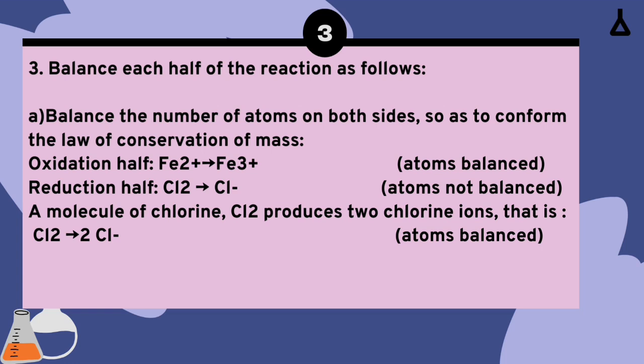One. We are to balance the number of atoms on both sides so as to conform to the law of conservation of mass. If it is 1 at the reactant side, it should be 1 at the product side. If it is 2 at the reactant side, it should be 2 at the product side. For the oxidation half, the atoms here are balanced. For the reduction half, however, atoms are not balanced. A molecule of chlorine produces 2 chloride ions. So we should balance it. So chlorine 2 will give 2 chloride ions. Now the atoms are balanced.